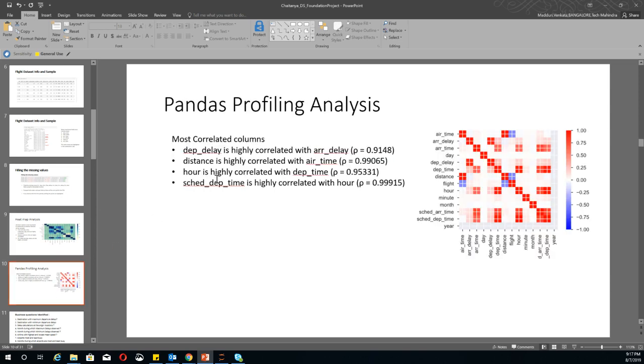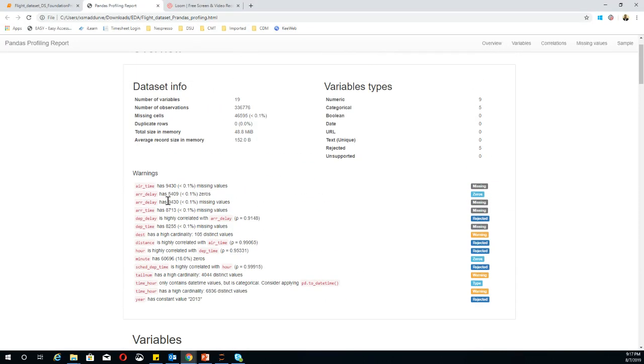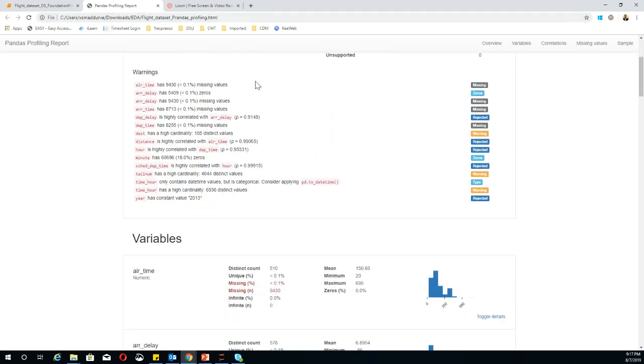So here also it mentioned that the time is dependent on the hour and vice versa. Yes, and again in this pandas profiling, it has given the total list of missing values and also how many data types are there overall, among the 19 ones.